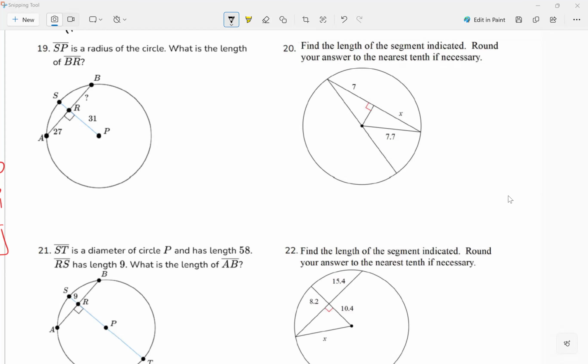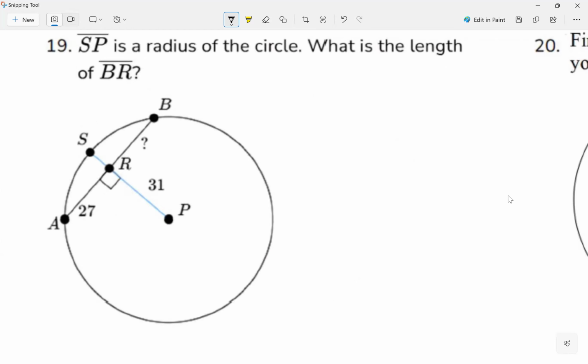Okay, for today, let's work questions 19 through 22. So let's take a look at number 19. One interesting thing, though, is that a chord is when you connect 2 points from the circle and the segment goes inside the circle. As an example, let's say that's a circle. I could find any 2 points on the circle and connect them. The segment goes inside the circle, and that is what we call a chord.